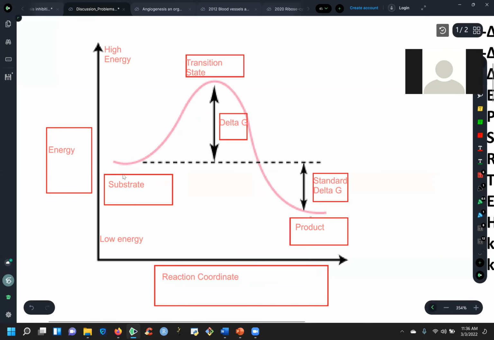Over here we have a substrate, and over here we have a product. This is delta G, below this line is standard delta G, and up here is the transition state. I'm going to draw some stuff on the board that's going to help you understand all that with pictures.